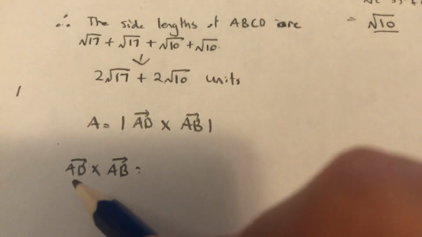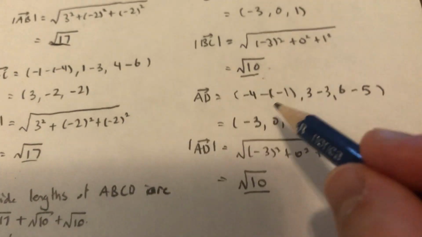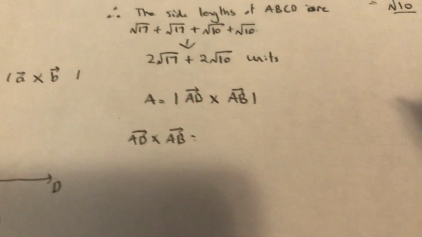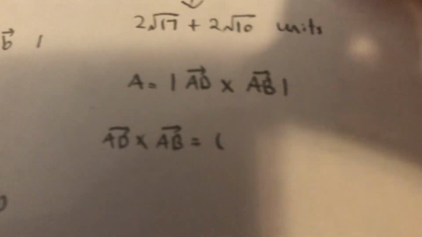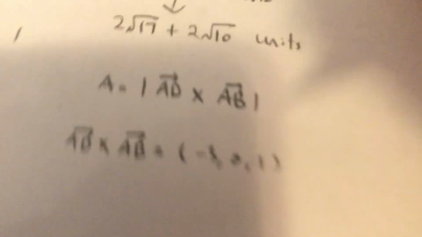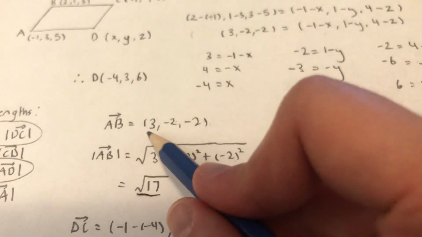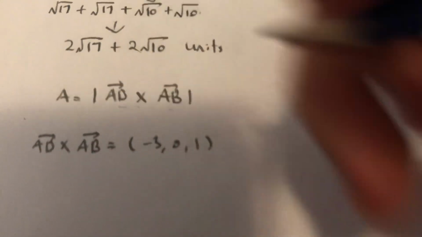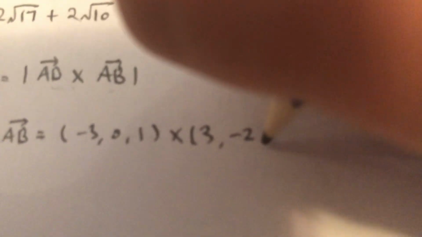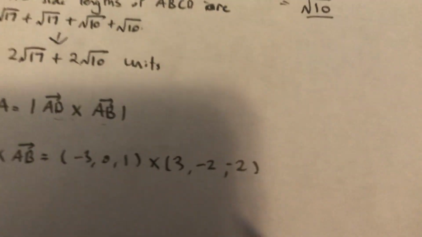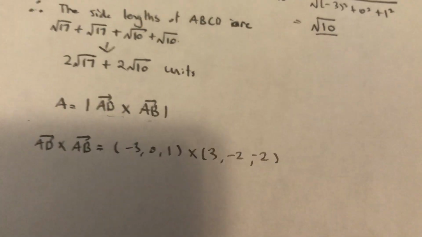We know from earlier that the vector AD has the coordinates -3, 0, 1. So let's write that down. And we also found earlier that the vector AB has the coordinates, where was it? Here it is, 3, -2, and -2. So let's write that. And now to solve for this, let's use the shortcut that we learned in class.